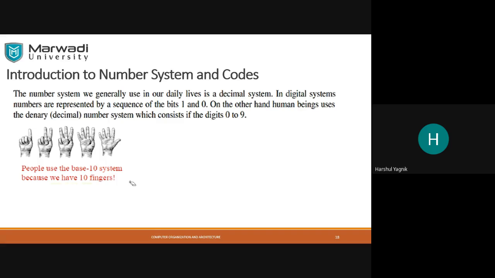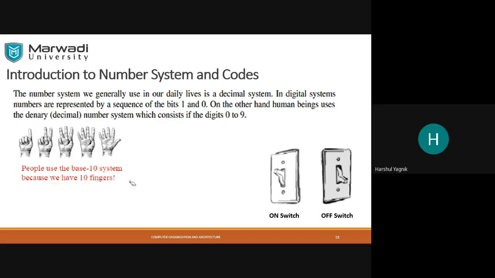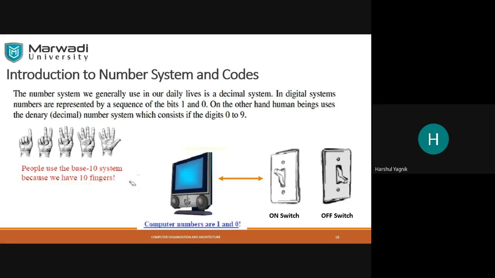But in computers, the numbers are represented by a sequence of bits, ones and zeros. So that will understand only 1 and 0. We can have an analogy with a switch, 1 or 0, on or off. This is what is used by computers.